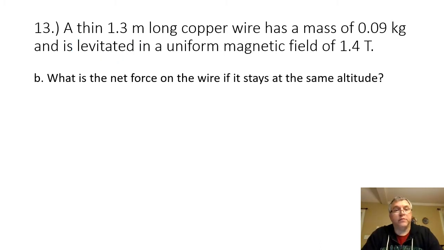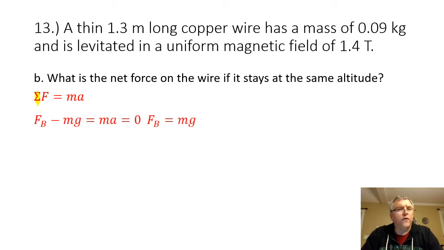Part B of problem 13 asks, what is the net force on the wire if it stays at the same altitude? So I know that the net force is equal to the mass times acceleration. And remember, this Greek letter sigma means that that is the net force or the sum of all the forces acting on the wire. And if I look back at my free body diagram from the previous slide, I know that the two forces acting on the wire are the force of the magnetic field acting upward and the force of gravity, which is equal to the mass times gravitational acceleration acting in the downward or negative direction.